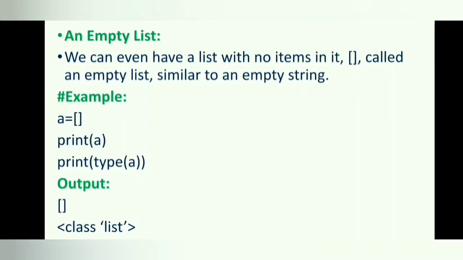An empty list. We can even have a list with no items in it, called an empty list, similar to an empty string. Example. In this example, an empty list is assigned to the variable a. The first print statement, print a, will display an empty list. The next print statement, print type a, will display the data type of the variable a, which is list.